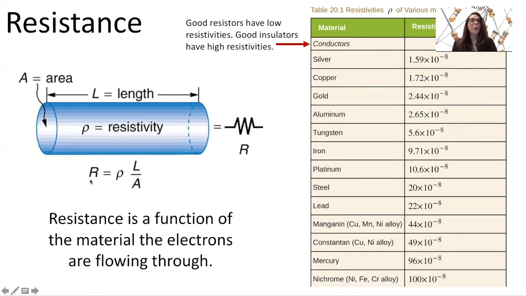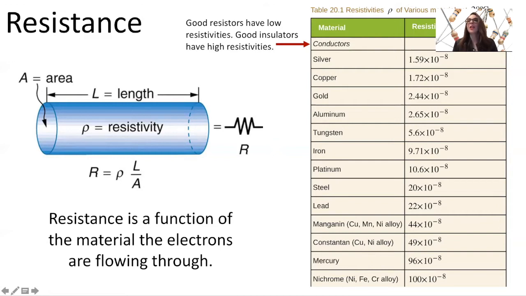And so we have an equation that we can use to find the resistance of a material. And so the resistance is equal to this quantity here, which we call the resistivity of our material, times the length of that material divided by its cross-sectional area. Okay, so here we have some very good conductor, let's say, and it's going to have a resistivity, which is a property of that material.